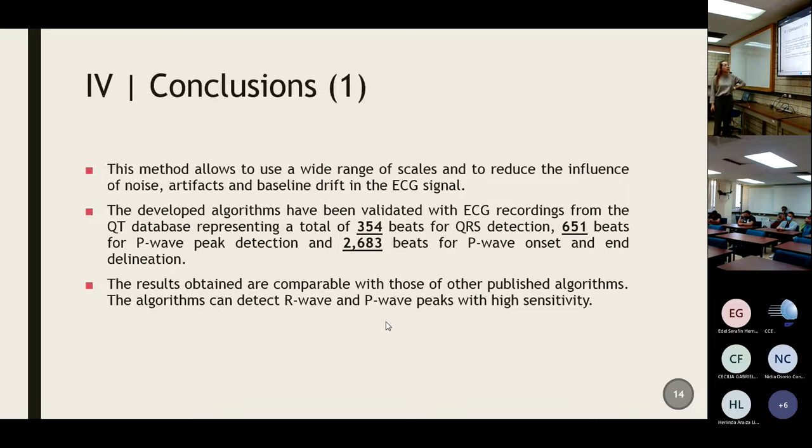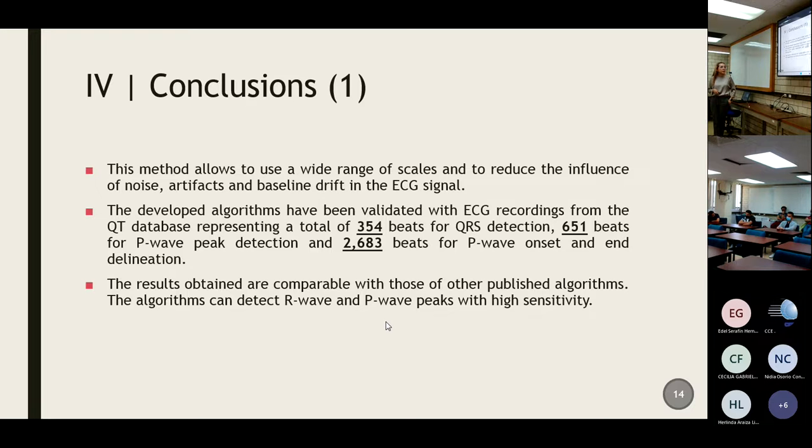These are my conclusions. This method allows the use of a wide range of scales and reduces the influence of noise artifacts and baseline drift in the ECG, by using the appropriate scale. The developed algorithm has been validated with ECG recordings from the QT database, representing a total of 354 beats for QRS detection, 651 beats for P wave peak detection, and 2,683 beats for P-wave onset and end delineation.